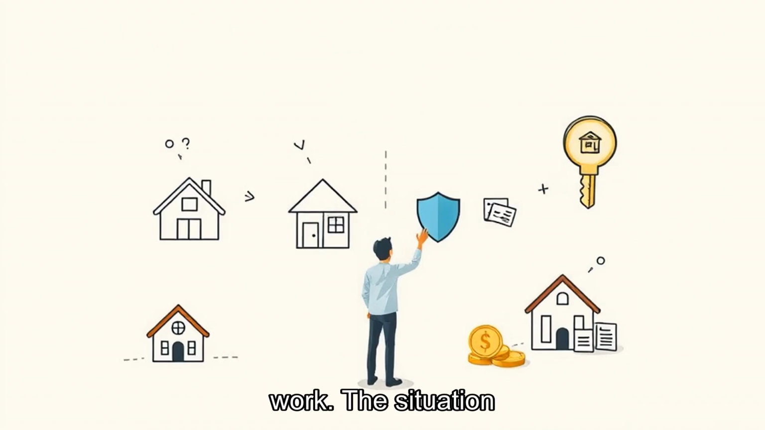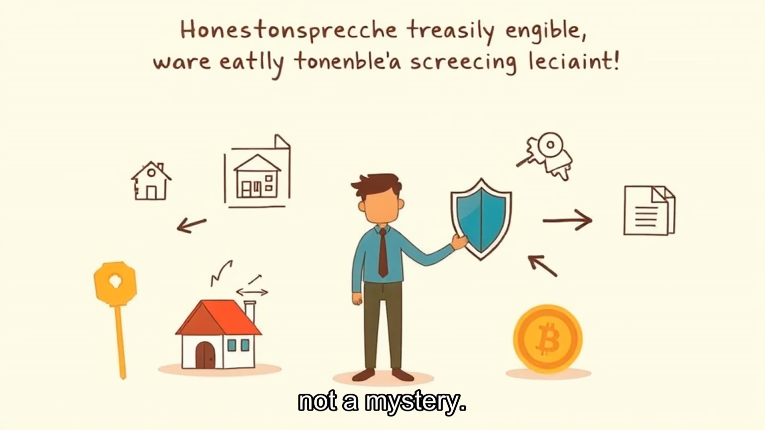The situation is easier to judge when "prepared renters can move faster when a good property appears" is treated as a likely effect, not a mystery. Rental applications are easier to handle when the moving parts are visible.